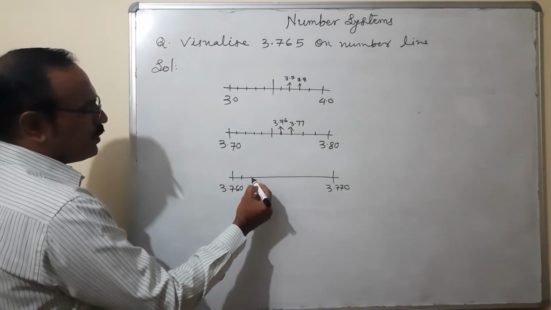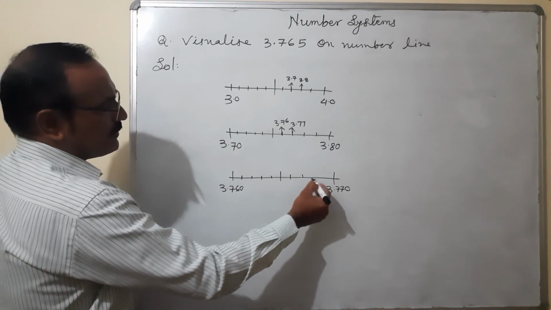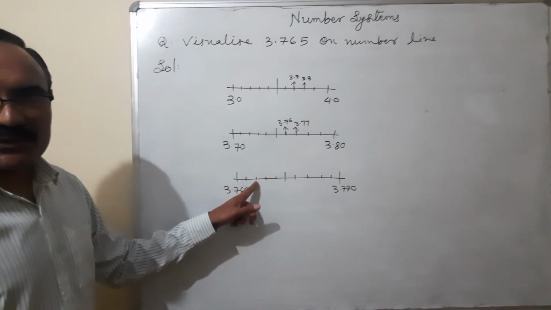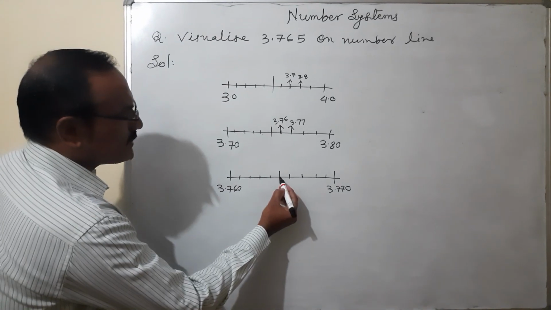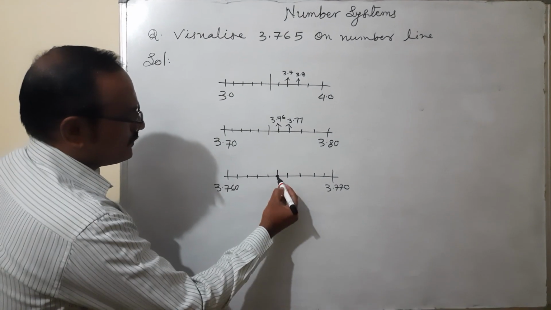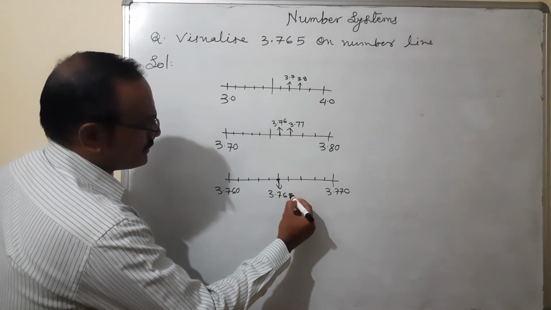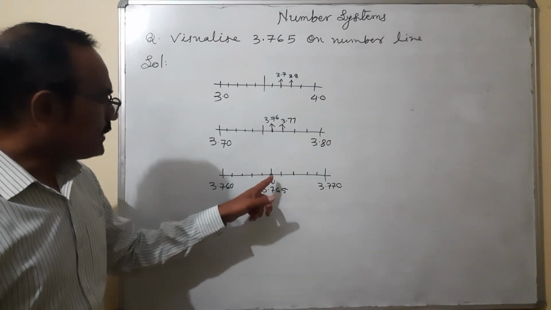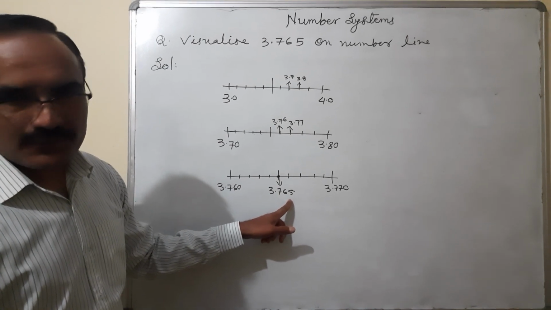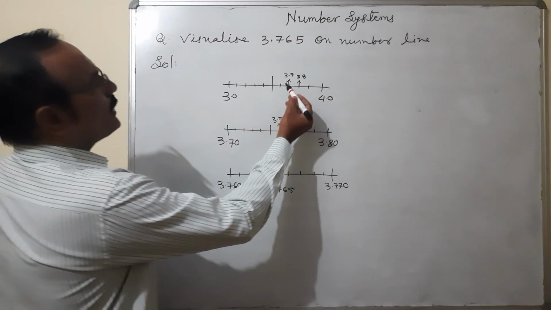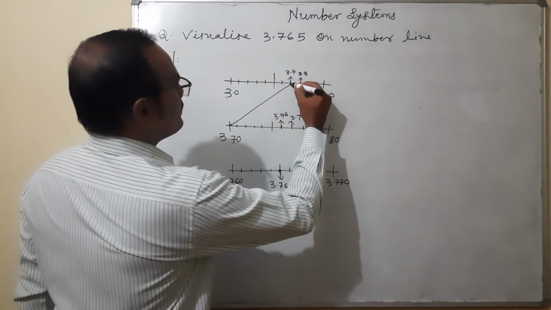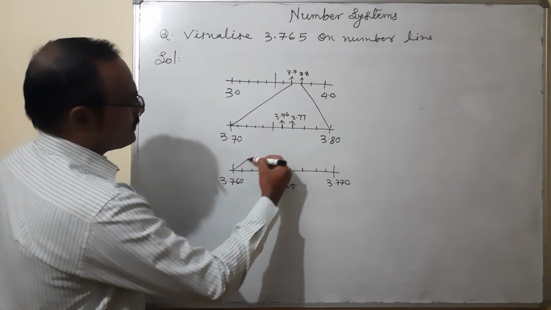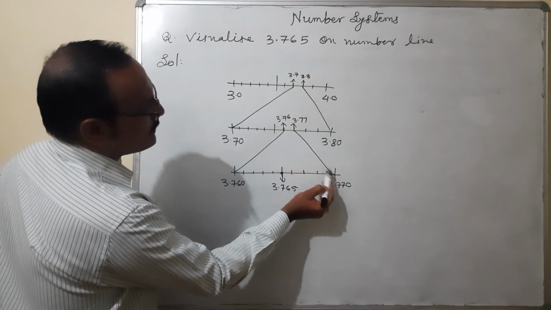Divide it into 10 parts. 1, 2, 3, 4, 5, 6, 7, 8, 9. This is 3.761, 3.762, 3, 4, and this is a place which is known as 3.765, and we are visualizing this number 3.765. So that point is known as 3.765. Actually I have written 3.7 here, so we have to join it. We will join from here to here. Now from 3.76 like this, 3.77.